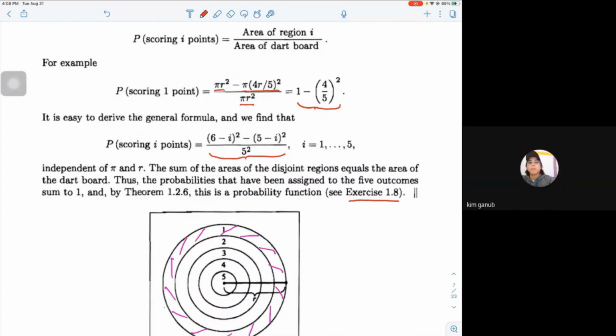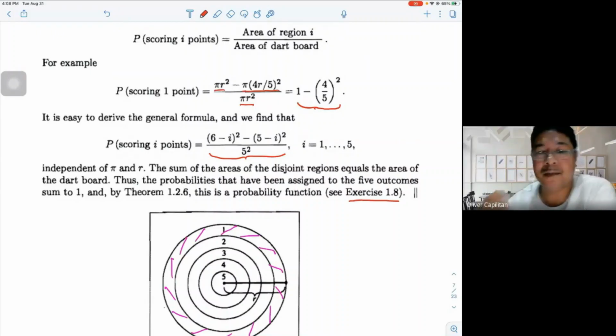So, yes, sir. Yun lang. Yes, sir. Tatlo, no? Papakita niyo yung tatlo. Hindi na masyado yun.